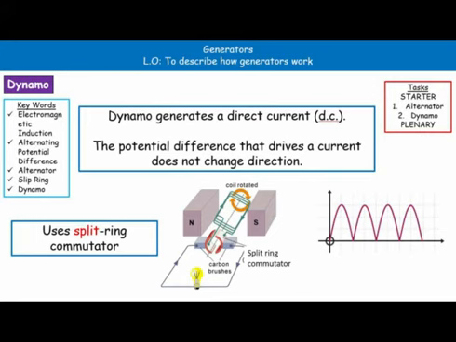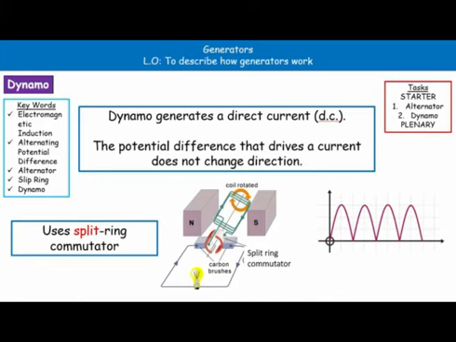Our second device we're going to look at is a dynamo. Now the key difference between our alternator and our dynamo is that alternators are going to produce an alternating current, or AC, whereas a dynamo is going to produce a direct current, or DC. So we've got two different devices that are able to generate two types of current. Alternating current in the alternator, direct current in the dynamo.